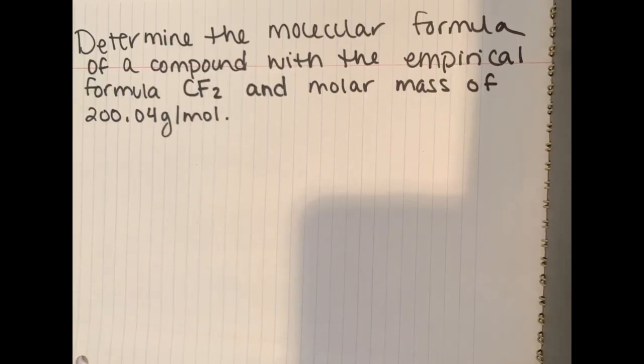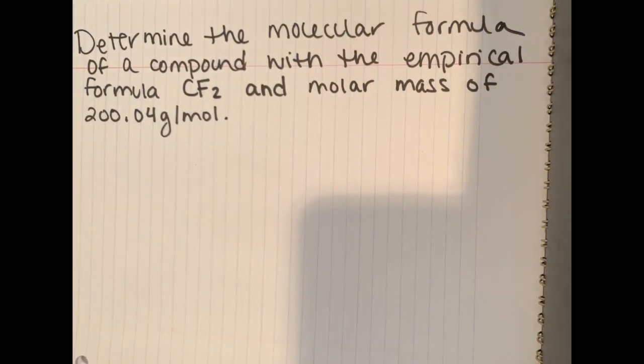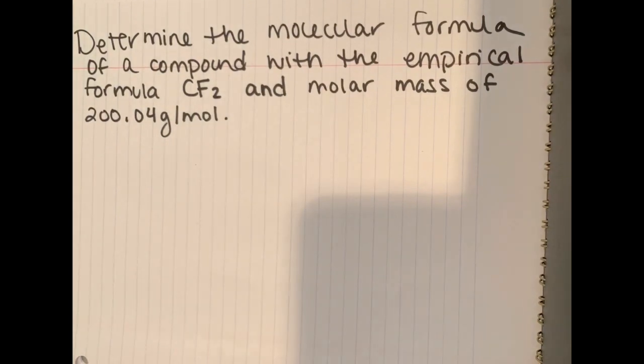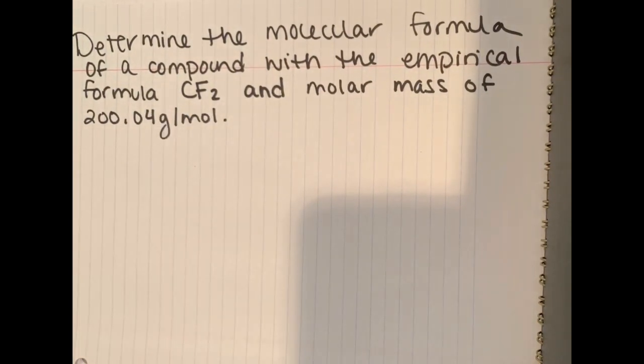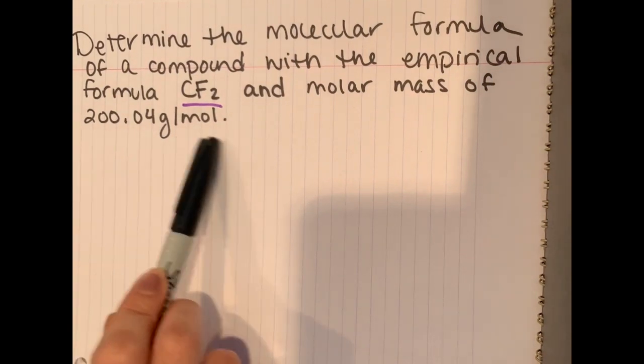All right, so this is another example problem where it's asking us to determine the molecular formula. So the problem says determine the molecular formula of a compound with the empirical formula CF2 and molar mass of 200.04. So I know my empirical formula is CF2, which means that's just a simplified version of what the molecular formula is. So I kind of have to figure out how to make this unsimplified using the molar mass that's given.